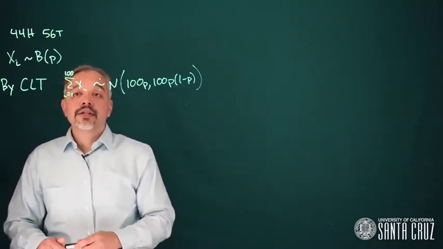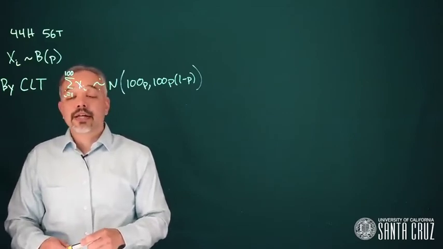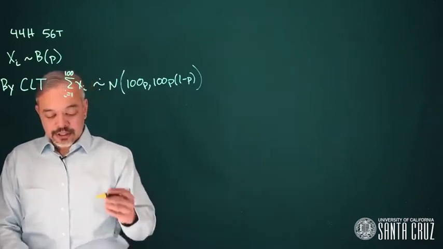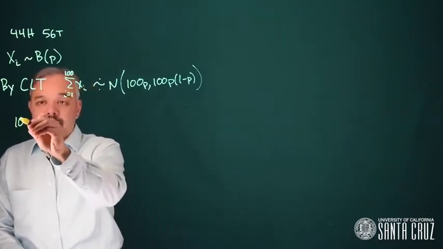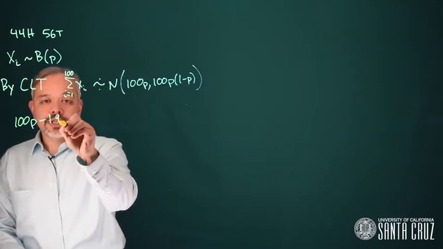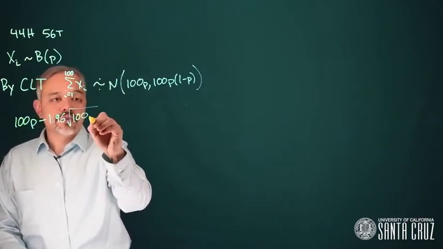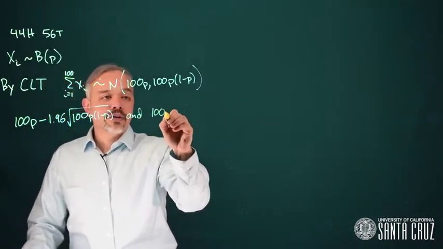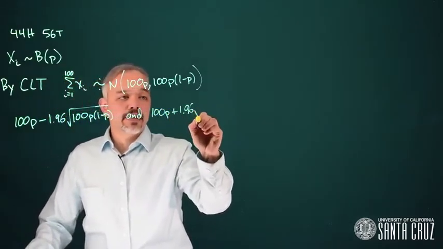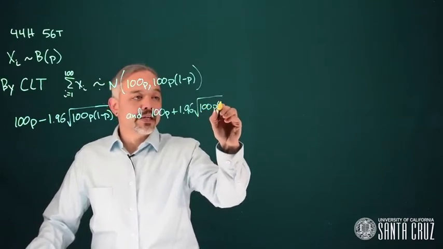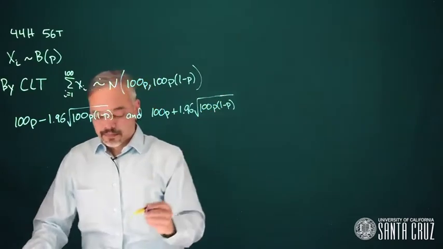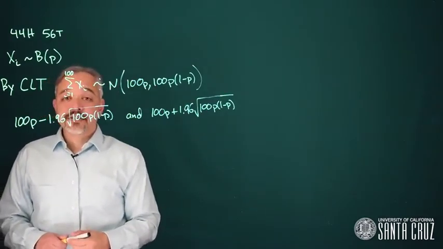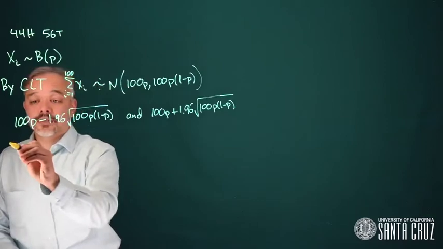Thus, we can say 95% of the time, we expect to observe between 100p minus 1.96 times the square root of 100p times 1 minus p, and 100p plus 1.96 times the square root of 100 times p times 1 minus p. In this case, we've observed 44 heads.